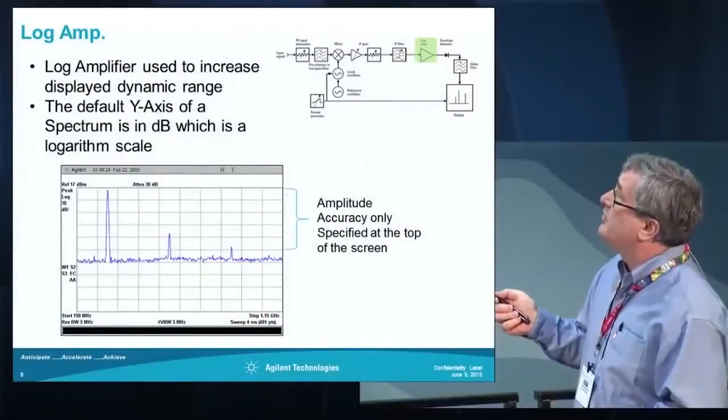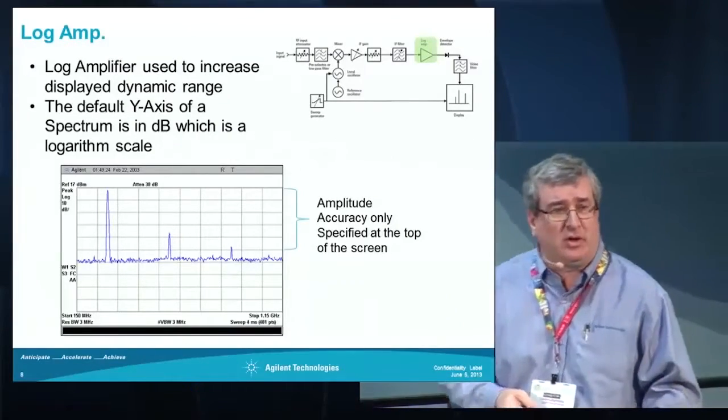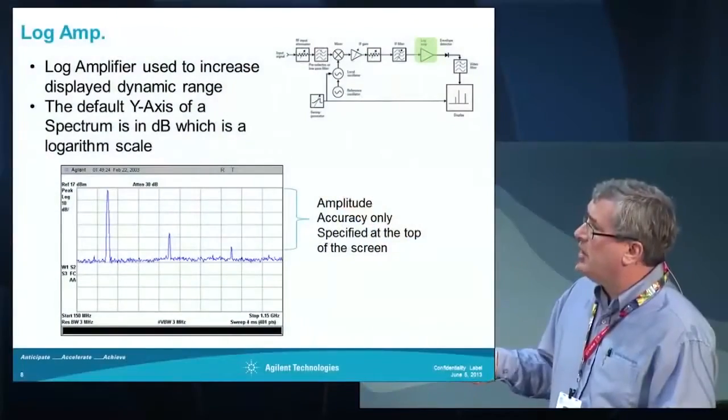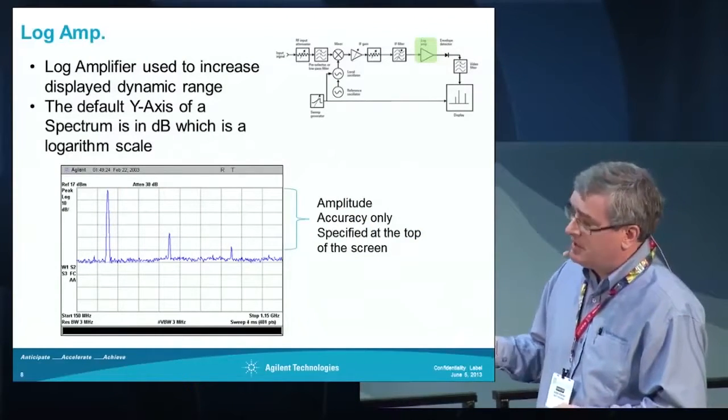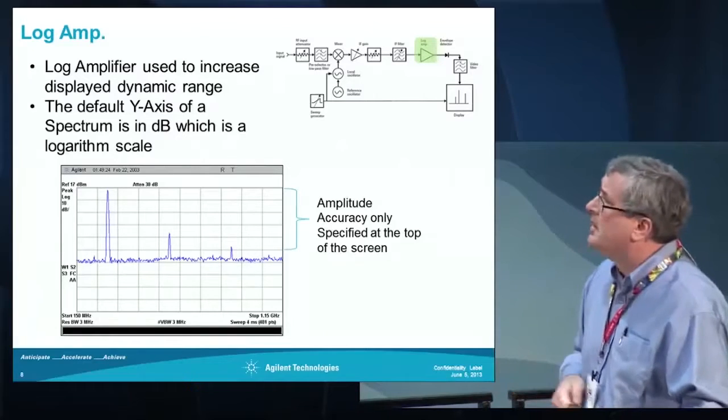The final component that was very important to specifications at that time was this log amp. What the log amp was used for was basically to present a large dynamic range of signals on the display at any one time. So when we're looking at a display, this is frequency. This is a logarithmic display because it's measured in dB. It looks like it's linear, but it's actually a dB scale because it's in decibels.